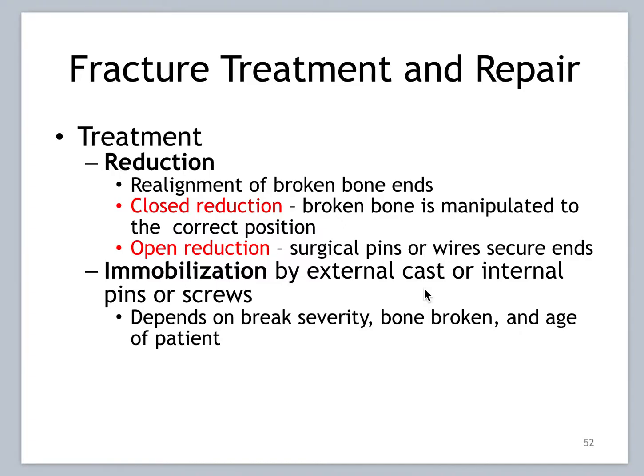Once you have a fracture, there's ways to treat the fracture. First of all, you need to reduce the fracture and you need to immobilize the fracture. Reduction is basically realignment of the broken ends of the bone. It could be a closed reduction or an open reduction. Closed reduction means the bone is manipulated into the correct position without surgery. Open reduction means surgery is involved to open it up, to put in pins or screws or wires to secure the ends.